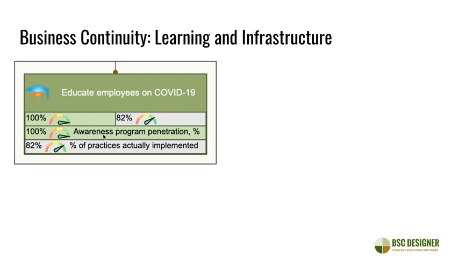Again, we have two indicators that will help us to measure our efforts in this context: the awareness penetration, the penetration of the awareness program, that will show how effectively you are spreading information among your employees. I guess with current media coverage, it won't be a problem. And the lagging indicator will show how effectively that information is implemented. We're going to look at the percent of practices that were actually implemented.